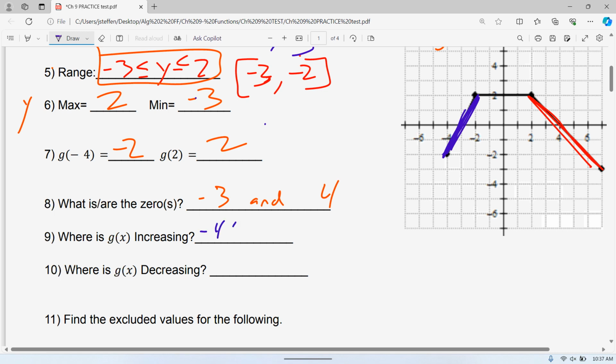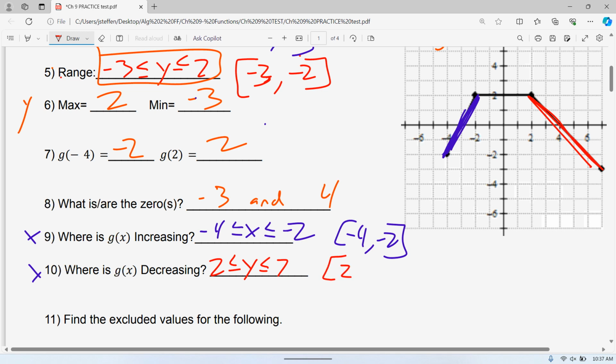So -4 is less than or equal to x, less than or equal to -2. And these are both always x. So make sure you're keeping track of that. Again, the other way you could have done it, -4, comma, -2 with brackets. Then the decreasing is from 2 less than or equal to x, less than or equal to 7. That is 2, comma 7.